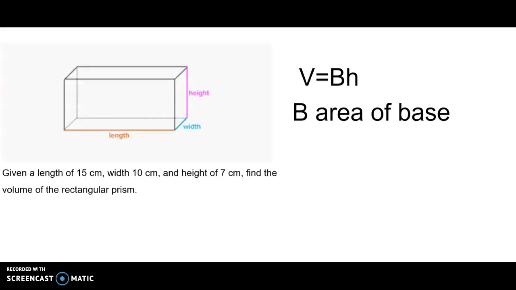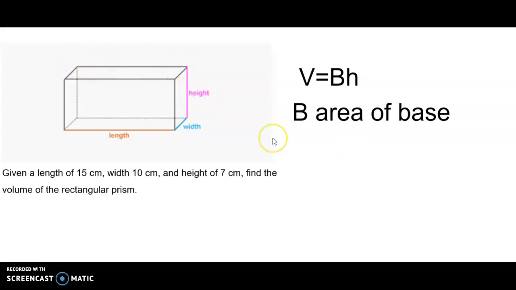When we're working with prisms, we notice that we have the same shape at the bottom and on the top. It's the same shape all the way through, and that's what helps us determine how to find the volume. Looking at this solid right here, we have a rectangular prism because the base of it is a rectangle. And we can also see at the top that it's the same shape.